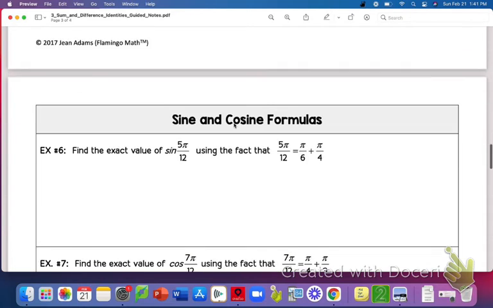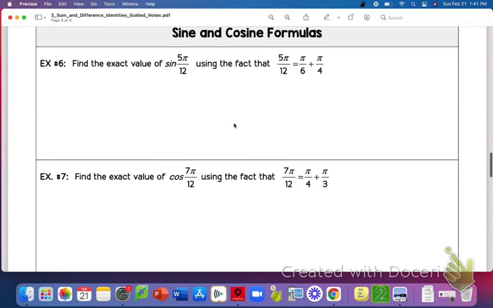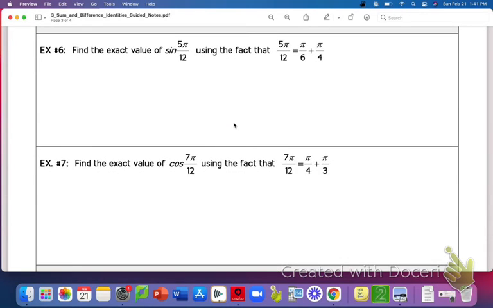Example 6. Find the exact value of sine of 5 pi over 12. And then here we're given a hint. 5 over 12 is the fraction, same as 1/6 plus 1/4. So what we can do is break this into the sine. So that's going to be the same as the sine of pi over 6 plus pi over 4.